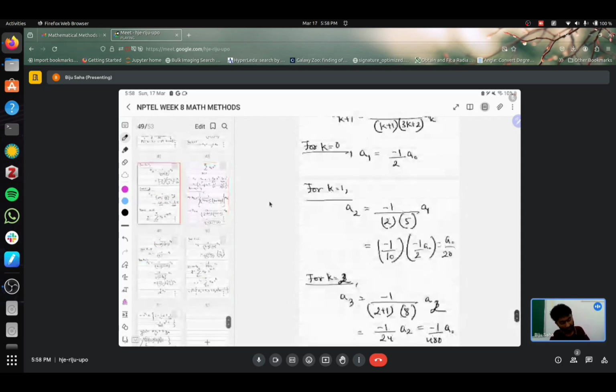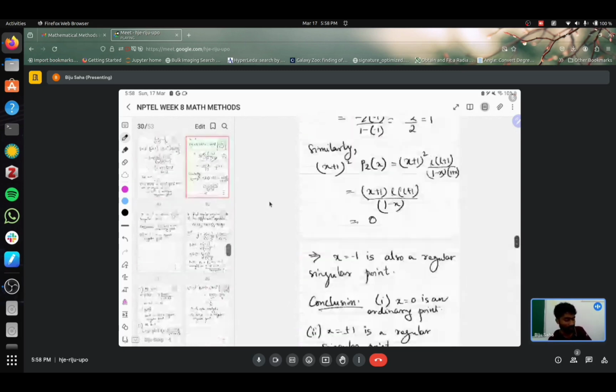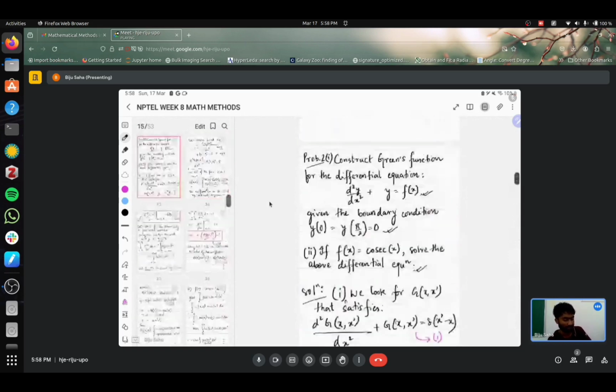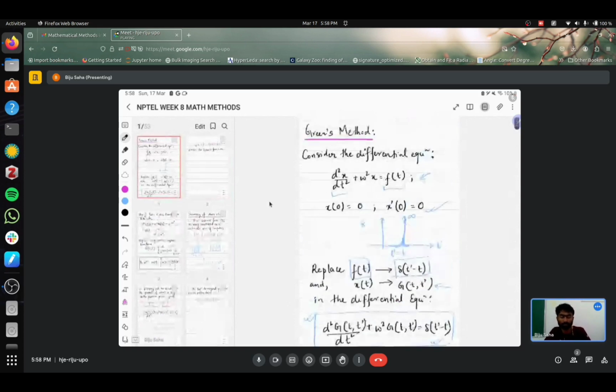So with that, the lecture ends here. Let me give a brief review of what we have done in today's session. Basically, we started looking at two particular methods to solve a second order differential equation.